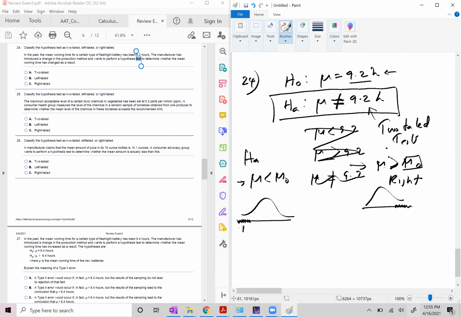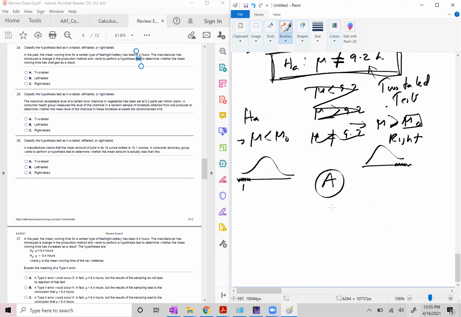Okay, so you always look at the alternative hypothesis when it comes to these questions, right? So the answer is going to be two-tailed test for this. So answer A, 24, answer A. Question number 25.